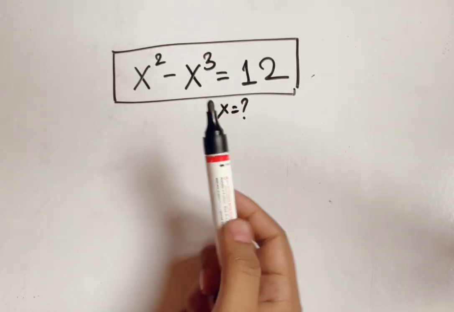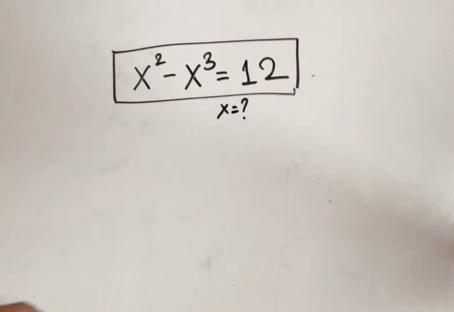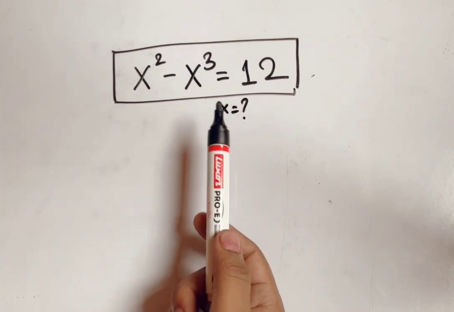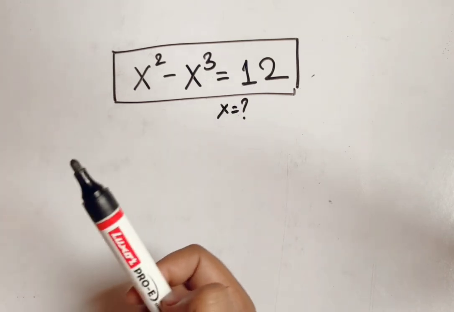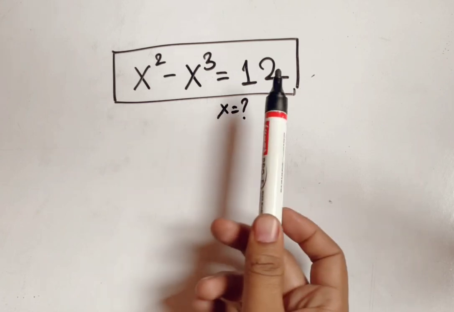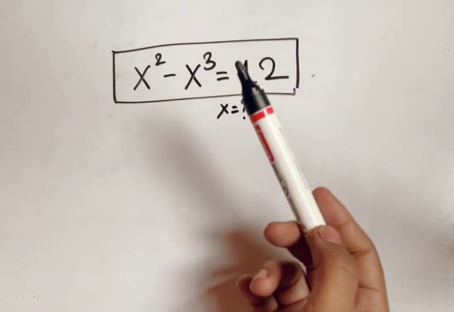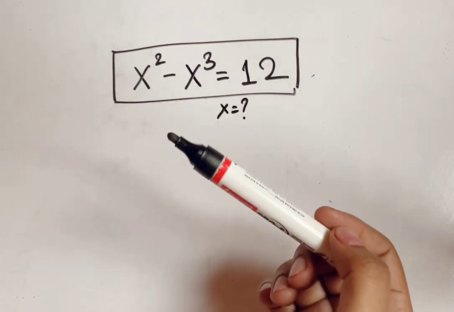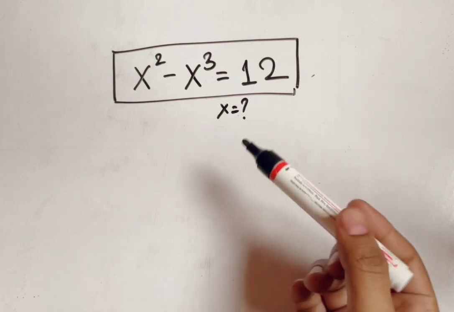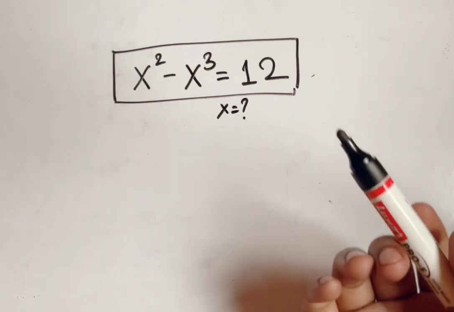Today we have a question which includes a cubic equation in which we have to find the value of x, and at the same time this equation has the power of 3, so it definitely will have three particular roots. It may be real or imaginary, I don't know. We'll just go through the solution, we'll check it out.